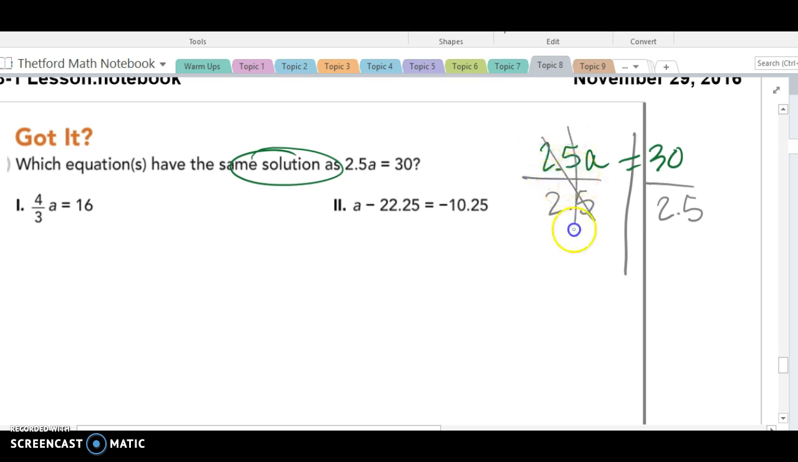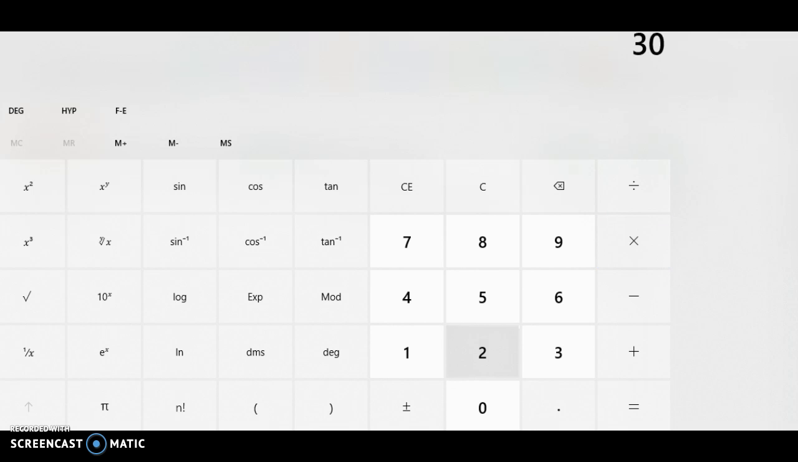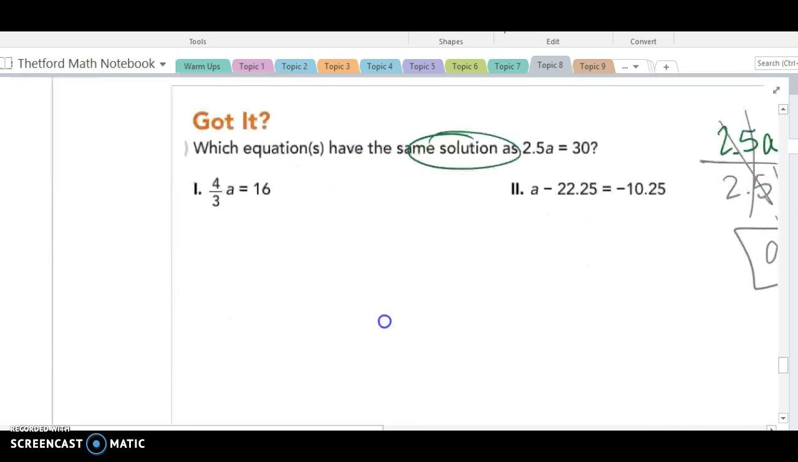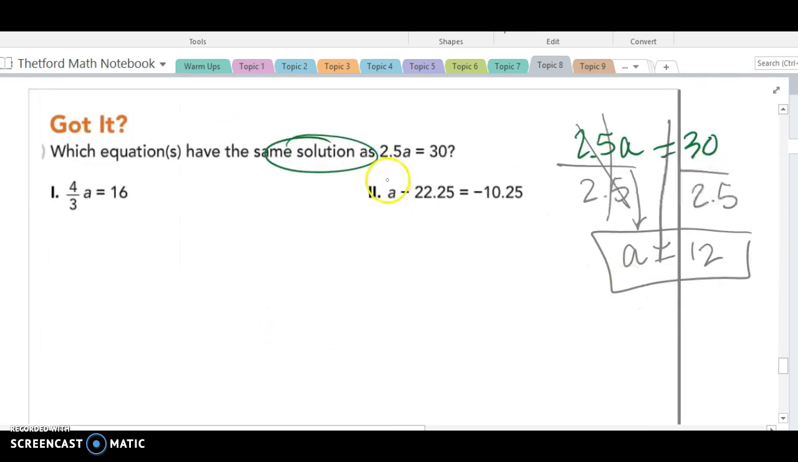2.5 divided by 2.5, those cancel. I bring down my A. And 30 divided by 2.5 gives us 12. So A should equal 12. So we need to see, does A equal 12 over here and over here?